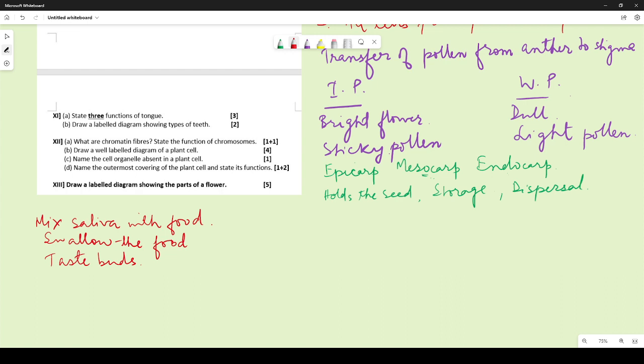Okay. Now draw a labeled diagram showing types of teeth. You all have learnt it. You can draw that. What are chromatin fibers? State the function of chromosomes.